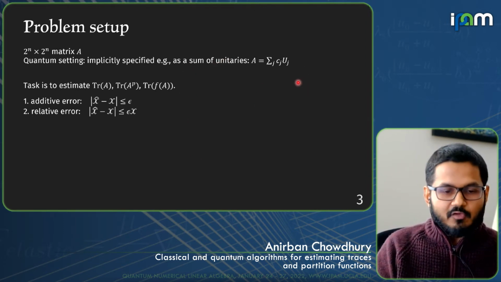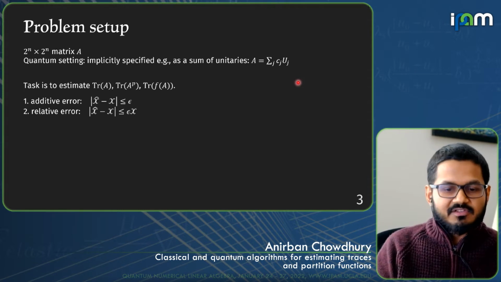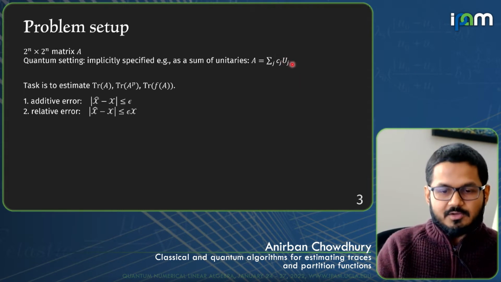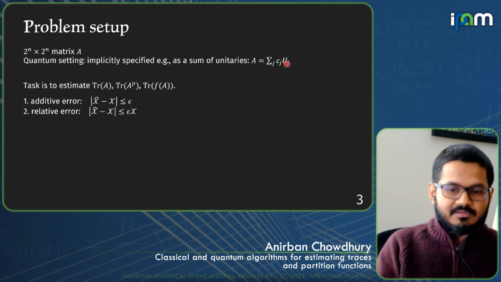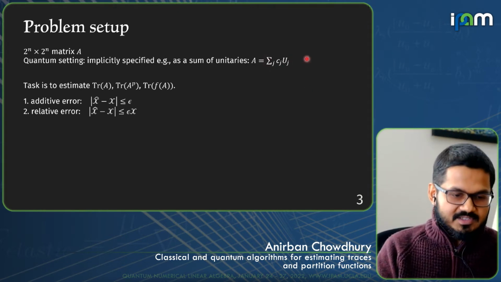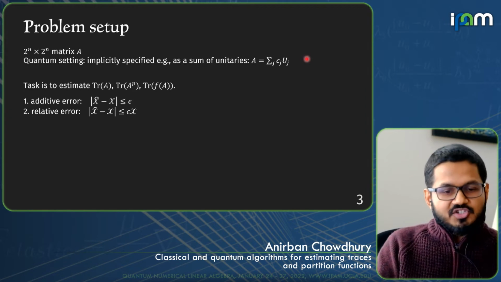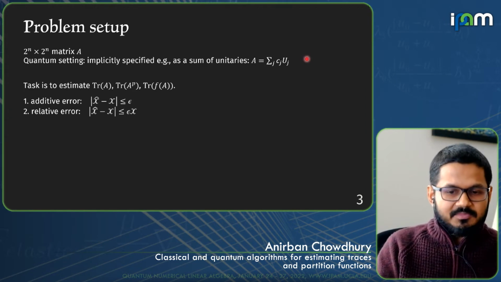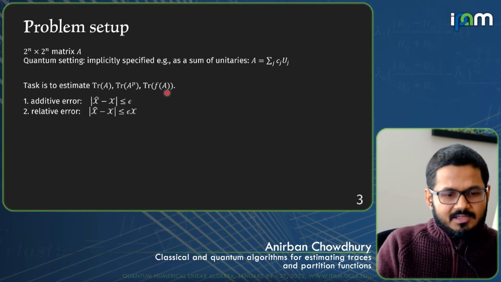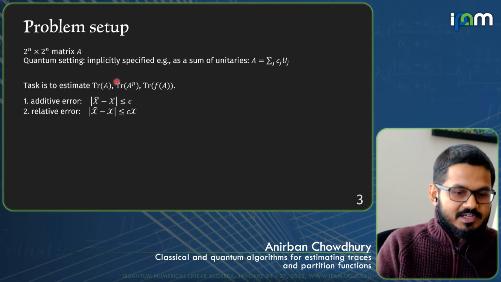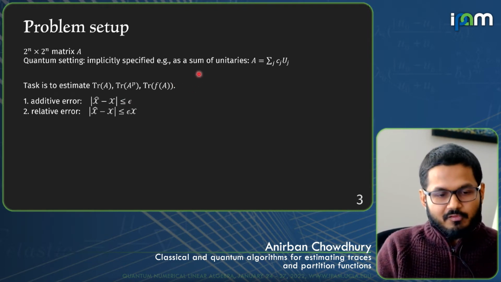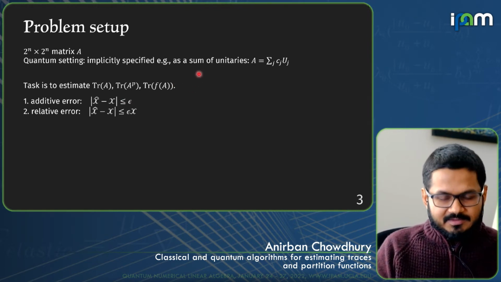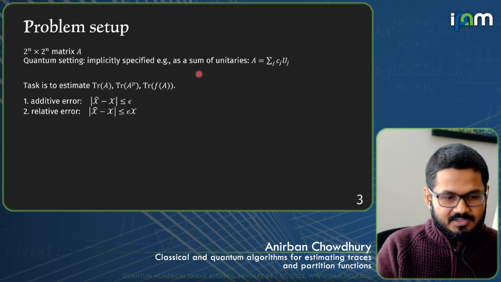In the quantum case, it often makes sense to think of this matrix as given as a sum of unitaries, where each of these unitaries can be implemented by some small size quantum circuit, or say specified by some products of Pauli matrices. You can also think of more general access models such as sparse matrices, but I won't talk much about that. Then our task is to estimate, say, the trace of the matrix A, or certain polynomials of it, such as the trace of A raised to some power p, or more generally, some function of A. And again, as I showed in the previous slide, these have various applications.